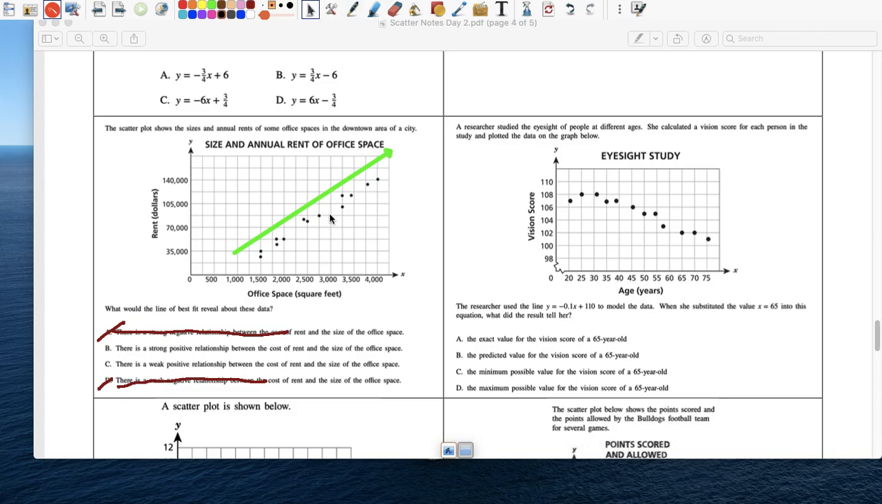Sorry, let me move that line. Between the cost of rent and the size of the office space, true, there is a weak positive relationship? No, it's definitely not weak. If it was weak, the points would be like here, right? But notice that the points are very, very close to the line, and the closer to the line, the stronger the relationship. So our answer is B.